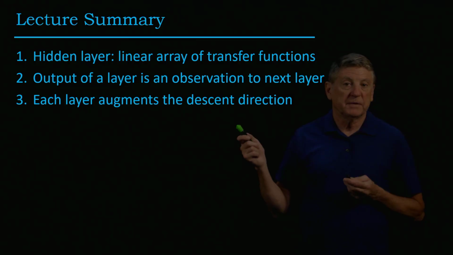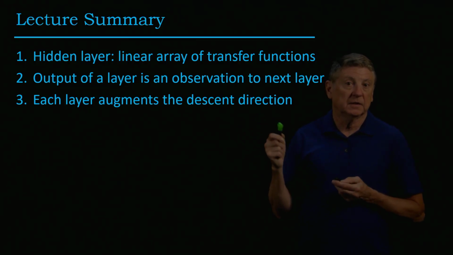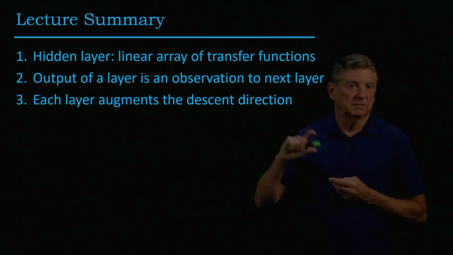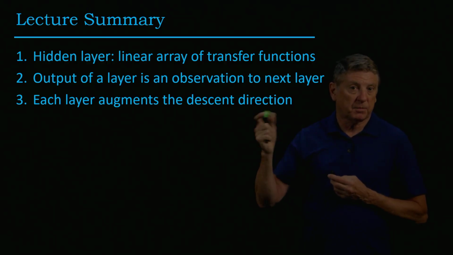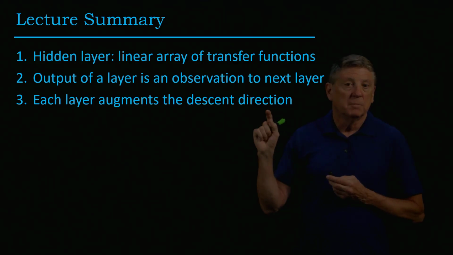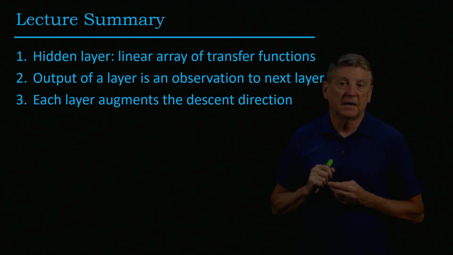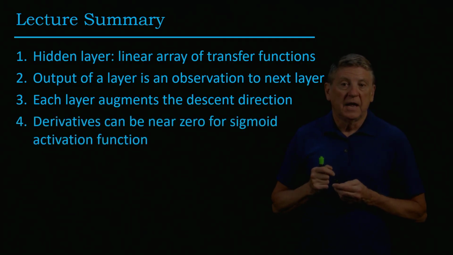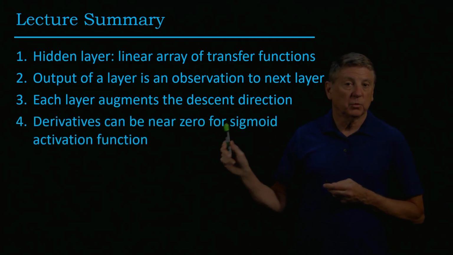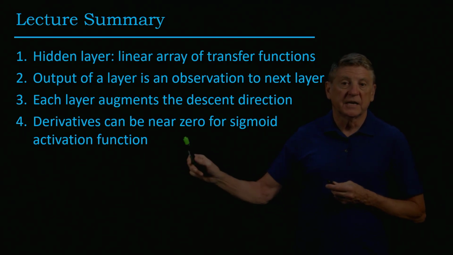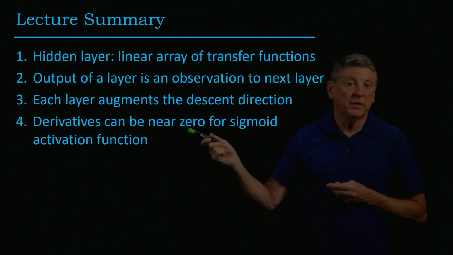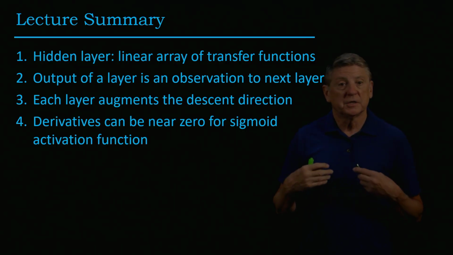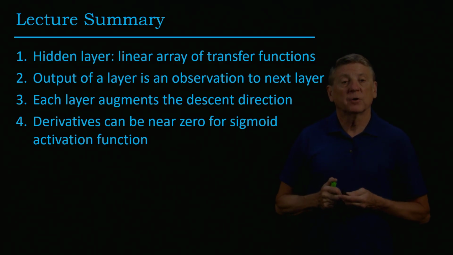Each layer will augment the descent direction independently of the other layers. So there's a certain dependence in the sense of some weights and back terms going back and forth, but each one of these is adding to the whole solution. And a caution that we'll go through in subsequent lectures is that the derivatives can be very nearly 0 if we use the sigmoid activation function, which is the classic activation function for artificial neural networks.